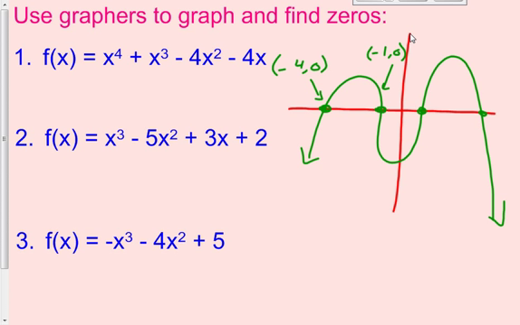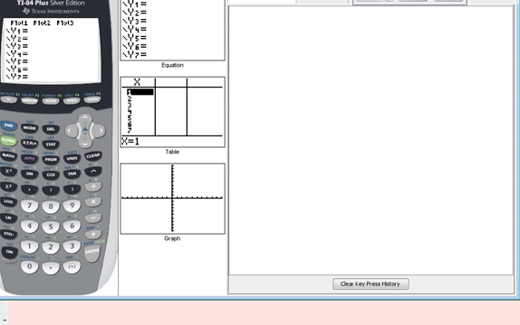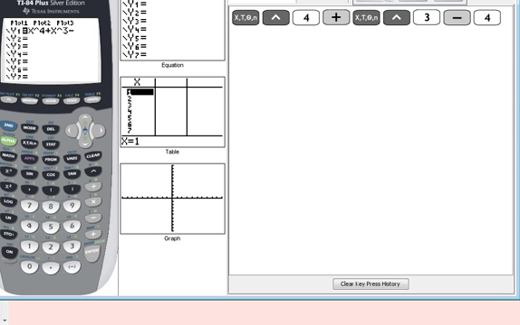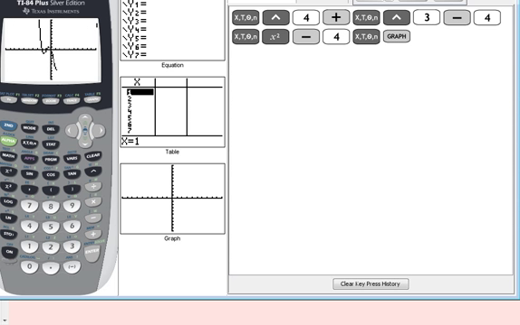So what we're going to do here, take out your calculator and put this into your graphing calculator. Y equals x to the 4th plus x cubed minus 4x squared minus 4x. And now we're going to press graph. So as you can see, we have a polynomial function here.